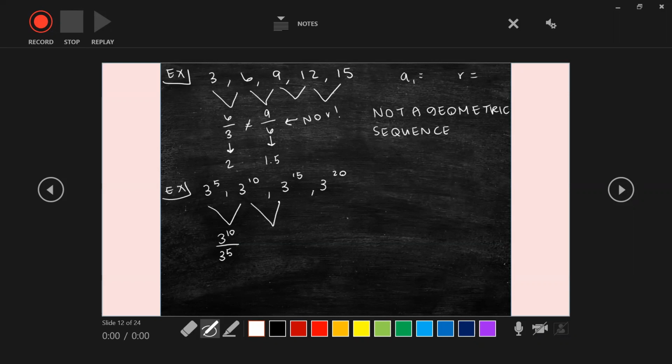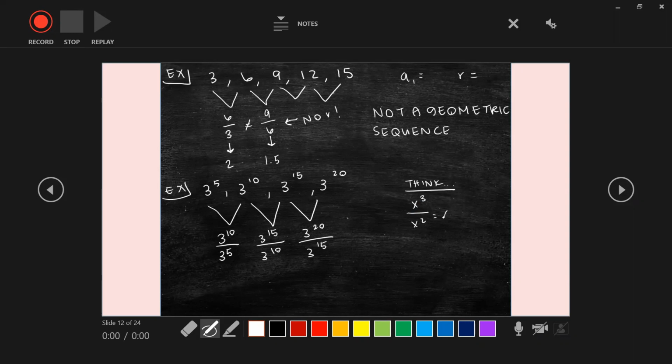The next 2 consecutive terms are going to be 3 to the 15th and 3 to the 10th. So I'm going to write 3 to the 15th over 3 to the 10th. And lastly, I've got 3 to the 20th over 3 to the 15th. Are these things equal to each other? Well, instead of pulling out our calculator and getting some nonsense, I want you to think about something. Think about if we have x cubed over x squared. What is that equal to?